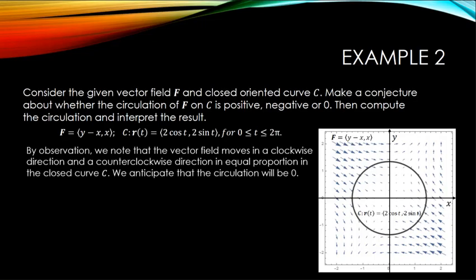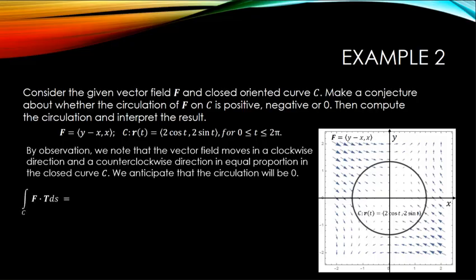The first thing I want to do is observe what's happening in my vector field. By observation with this vector field, I can see that the vector field moves in a clockwise direction and a counterclockwise direction in about equal proportion inside my closed oriented curve. If I'm moving in one direction half the time and the opposite direction the other half of the time, the net is going to be zero. So I'm going to anticipate that my circulation is going to be zero. Let's evaluate the integral and see if we're right.